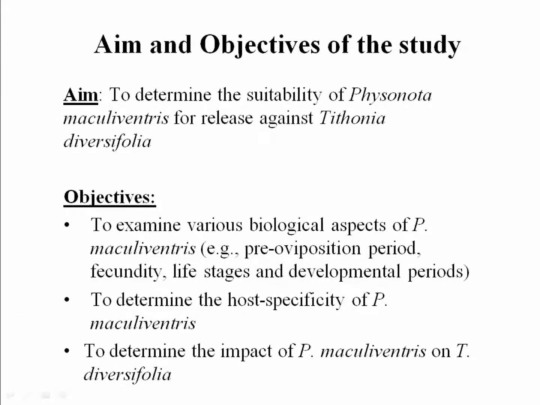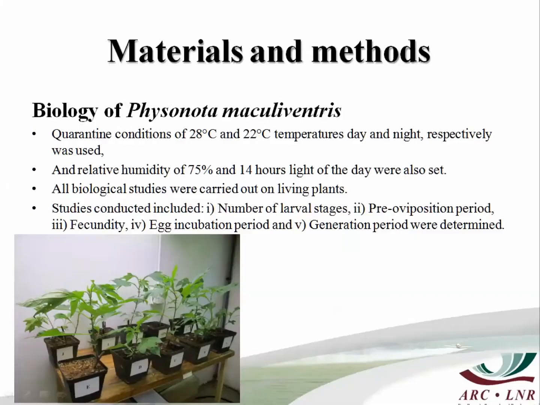The aim of the study is to determine the suitability of Physonota maculiventris for release against Tithonia diversifolia. The objectives are to examine the various biological aspects of Physonota maculiventris, which are the pre-oviposition period, oviposition period, life stages, and developmental periods, to determine the host specificity, and again to determine the impact of Physonota maculiventris on the target weed Tithonia diversifolia.